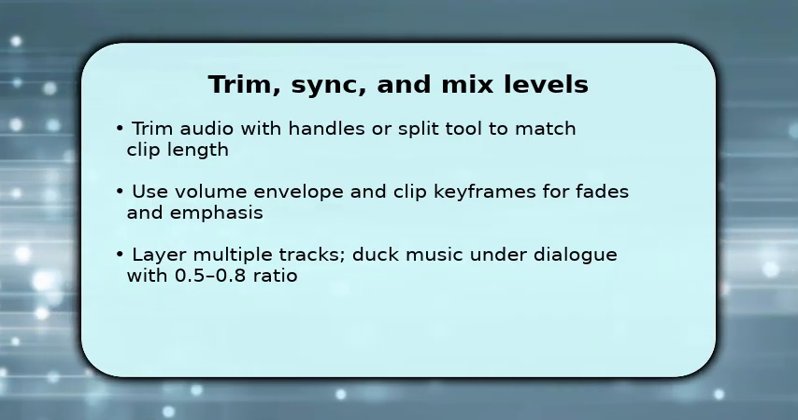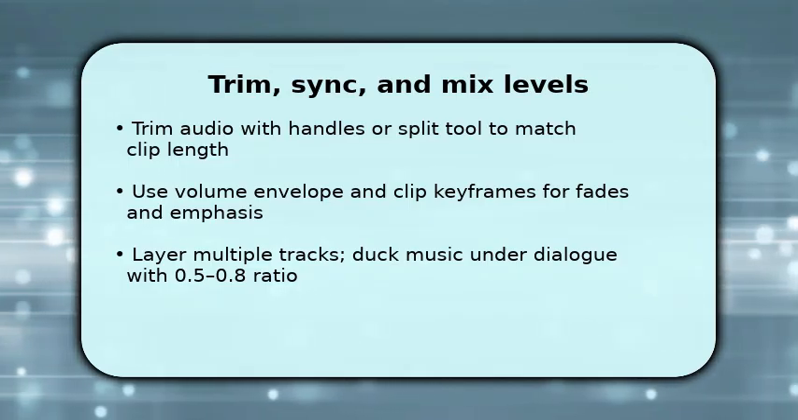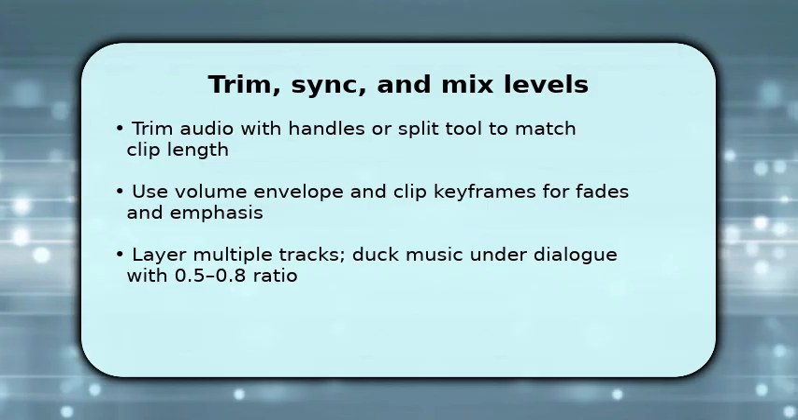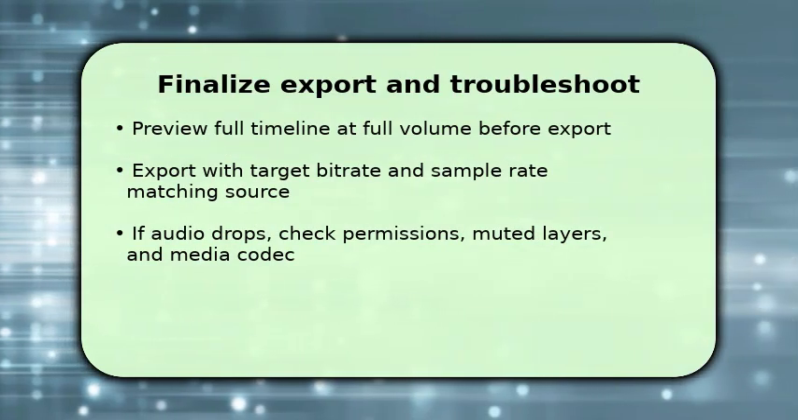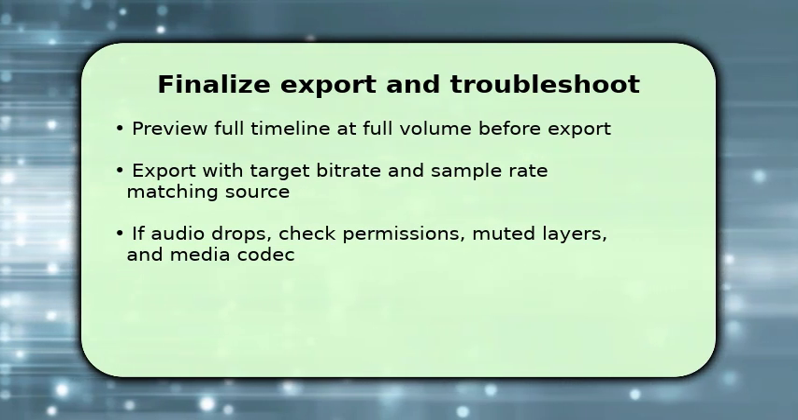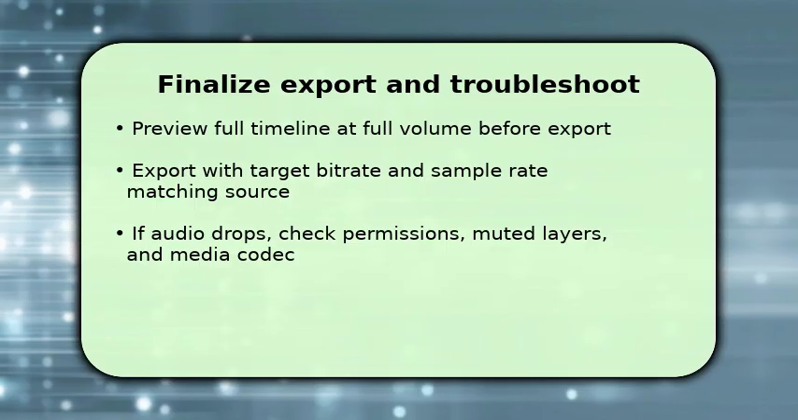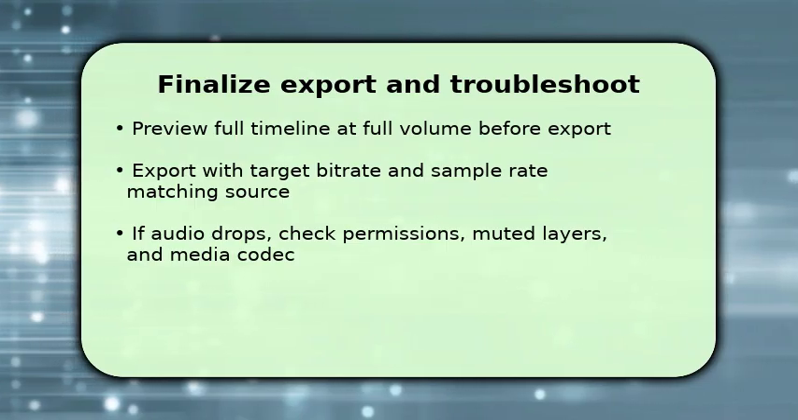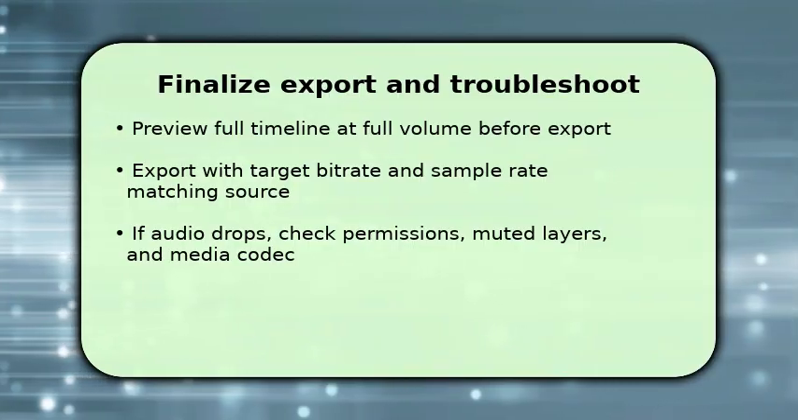You can add additional audio tracks for effects or voiceover, and nudge clips to keep beats aligned with cuts. Finish by previewing the whole timeline at normal playback speed and full volume to catch level spikes or clipping. Adjust master gain if needed. When exporting, choose a bitrate and sample rate that match or exceed your source to avoid re-encoding artifacts. Once exported, verify audio across devices.